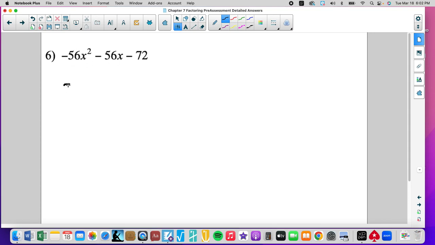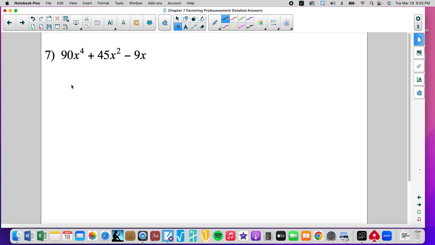Okay, first term negative, so I have to take out a negative. 56 and 72, that would be 8, so negative 8. Now this has x squared, this has x, this has no x, so I can't take out an x variable because not all three of them share it in common. If I take negative 8 out of negative 56x squared, I get 7x squared. And if I take it out of negative 56, I get 7x. And if I take it out of the last term, that's going to leave me with a positive 9. So 7 times 8 is 56. And that would be the correct answer.